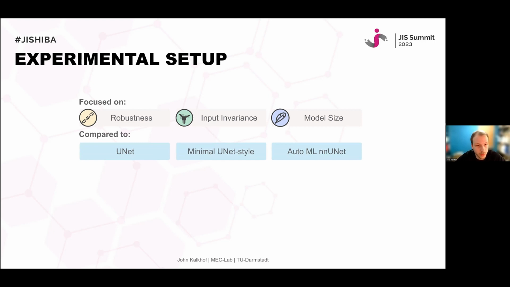First of all, the classical UNet, also minimal UNet style architectures to see how the UNet deals with a smaller model size. And lastly, also the AutoML pipeline nnUNet, as it's still one of the best performing segmentation models and is winning a lot of challenges. And we will compare it on two data sets. First of all, the hippocampus MRI data set from the Medical Segmentation Decathlon, and also the prostate data set.